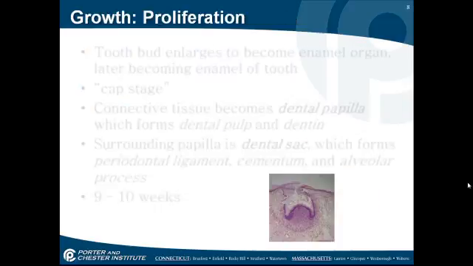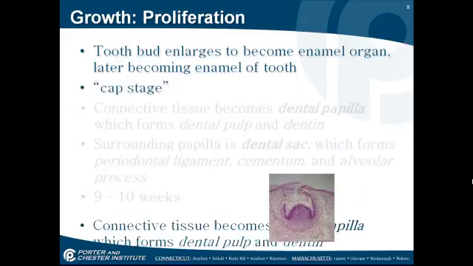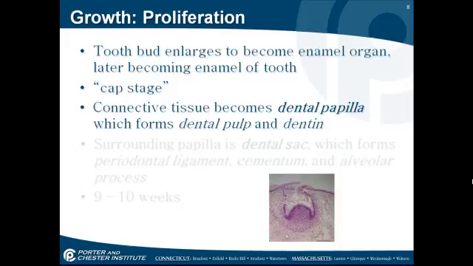From initiation, we go to proliferation, and this is when the cells are starting to become specific tissues. The tooth bud enlarges to become the enamel organ, and then that later becomes the enamel of the tooth. This is called the cap stage. The connective tissue becomes the dental papilla, which then forms the dental pulp and the dentin. I showed you where those were on the tooth when we looked at that first slide.